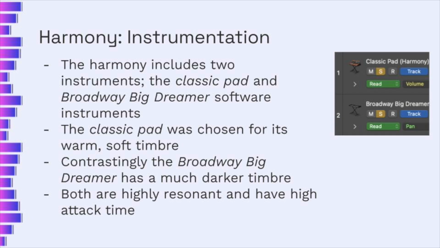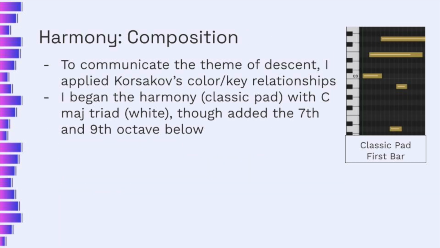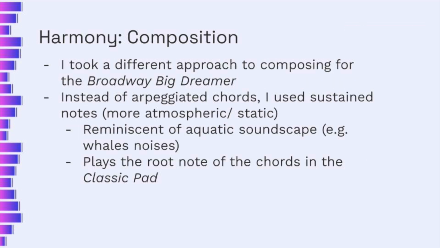This choice was made to reflect the human relationship with the ocean, with the classic pad representing the comfort it can evoke, whereas the Broadway Big Dreamer pad communicates the foreboding provided by its depth and volatility. To communicate the theme of descent, I used Korsakov's color key relationships to inform my harmonic progression for the classic pad. For example, Korsakov described C major as being white. As such, I began the piece with an arpeggiated C major triad to represent the white sky above the water, later adding the 7th and the 9th from the octave below to foreshadow the upcoming descent.